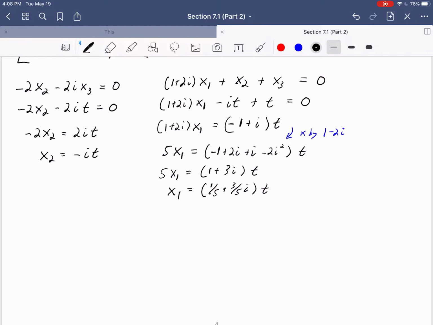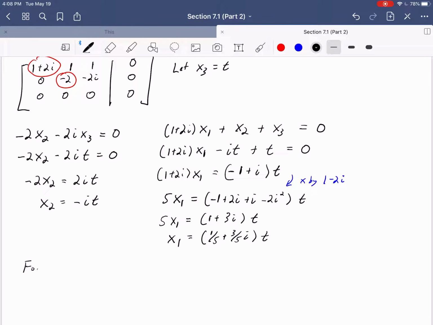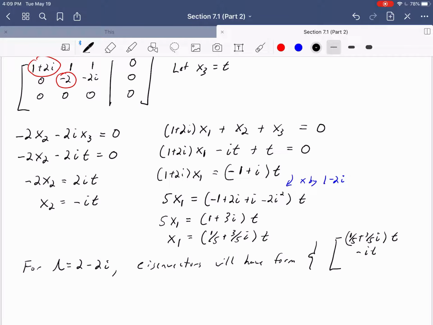So, for lambda equals 2 minus 2i, eigenvectors will have the form (1/5 plus 3/5 i) times t, negative it, and t.